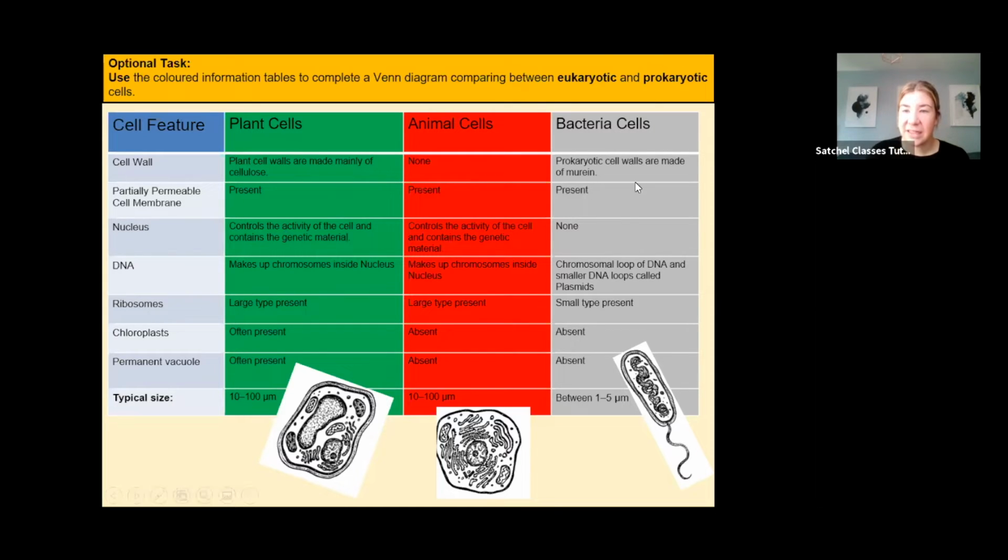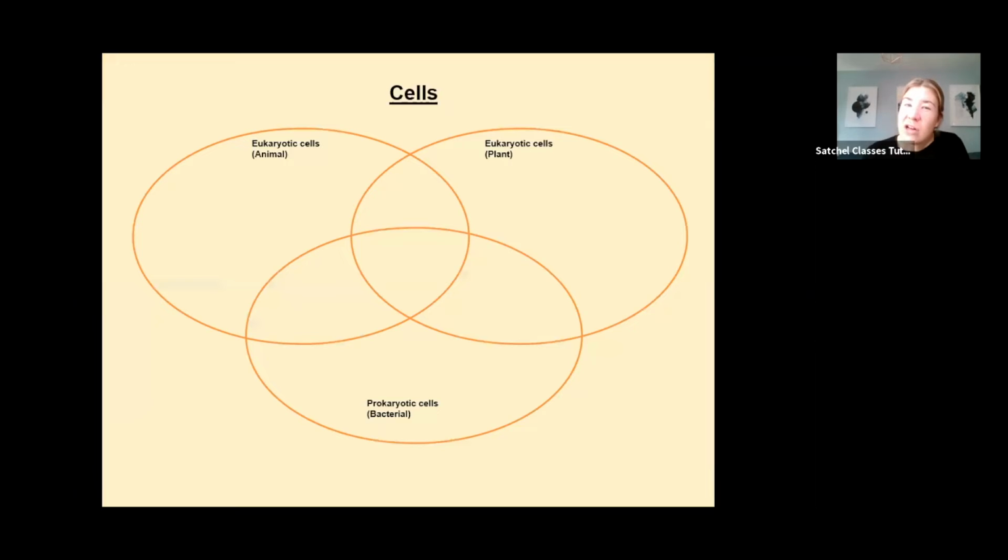So don't forget that this is our prokaryotic cell. These are our eukaryotic cells. I'm not going to spend too long on this because you've got the information here. So you can always pause this video and have a look at this information. And if you'd like to put it in this kind of format, it's really useful for revision because you get lots of questions about comparing and contrasting the differences between these three cells.